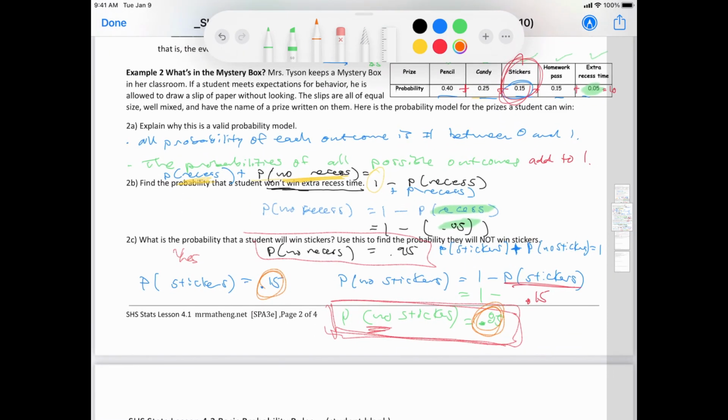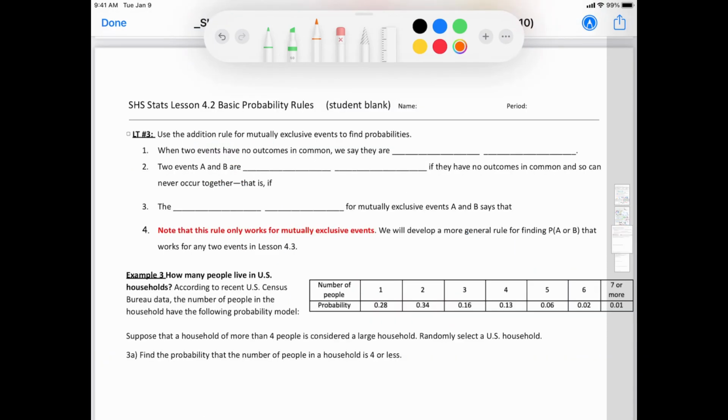All right, let's move on now to learning target number 3. Use the addition rule for mutually exclusive events to find probabilities. When two events have no outcomes in common, we say that they are mutually exclusive.